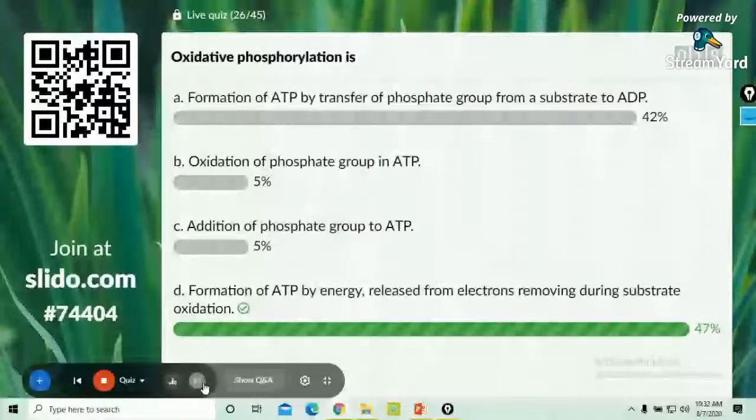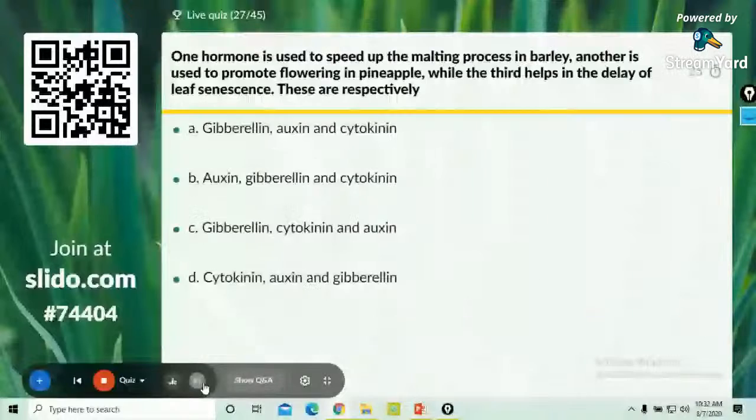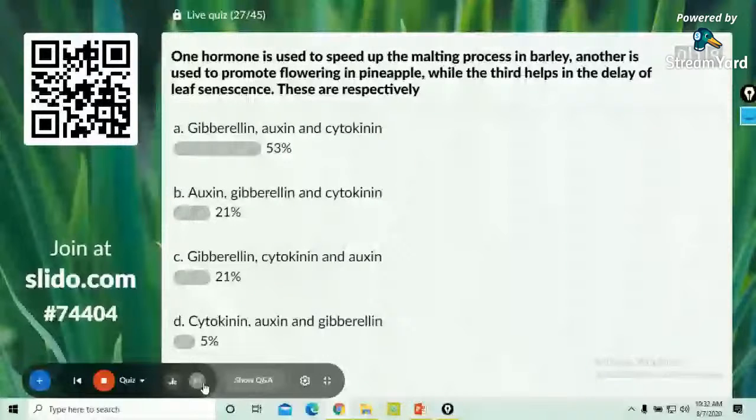27th question. Which hormone is used to speed up the malting process in barley? The first is a hormone which helps to speed up the malting process in barley. Second, used to promote flowering in pineapple. Third, helps in delay of leaf senescence. The options are combinations of three hormones: gibberellin, auxin, cytokinin; auxin, gibberellin, cytokinin; gibberellin, cytokinin, auxin; and gibberellin.